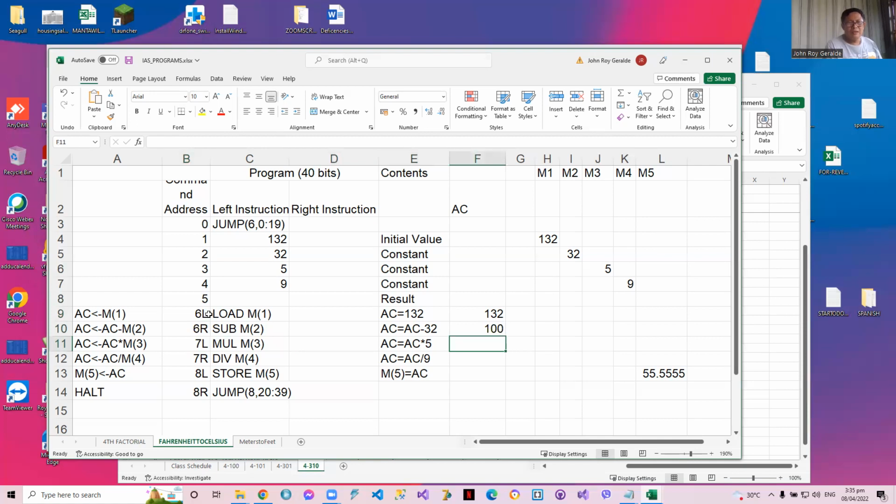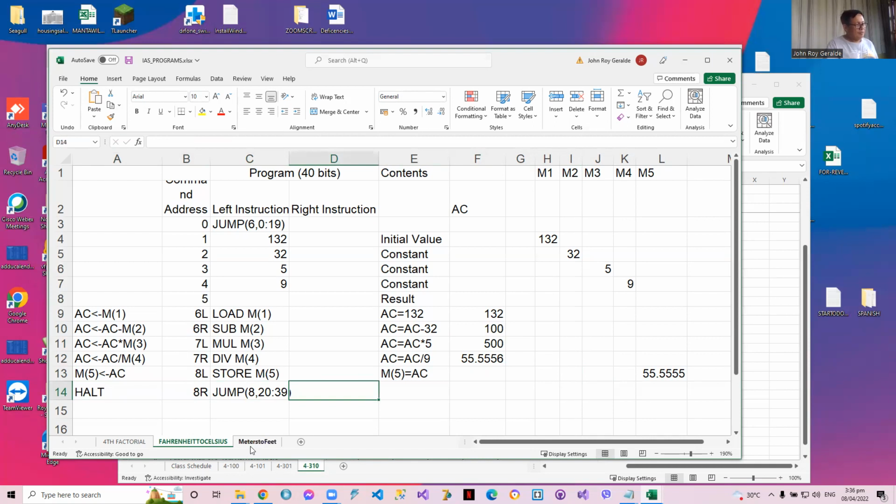John Kyle Lampa, are you there? Yes, sir. What happens to AC here? It's 500, sir. 500. Okay. And then we have AC receives AC divided by 9. M4, by the way, we'll just make the formula. It's 55.56. And it's stored to the result by store M5, and then we stop here.